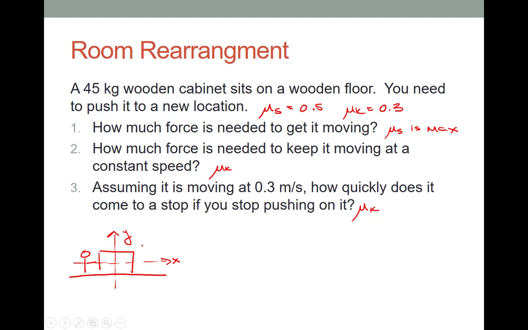It doesn't say it in the problem, so I am going to assume that I am pushing horizontally on the cabinet. That simplifies the problem because now all forces lie either along the x-axis or along the y-axis. If I look at the free body diagram, there are four forces. There's the normal force between the floor and the cabinet pushing upward. There's the force from my push pushing to the right. Gravity is pulling downward, and friction is going to the left because it is opposing the motion.